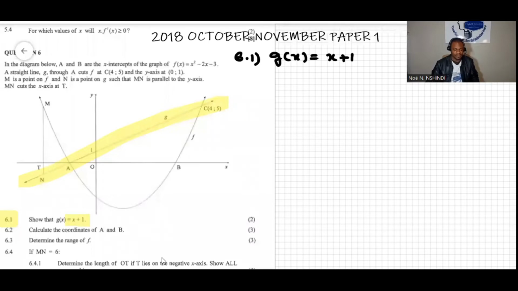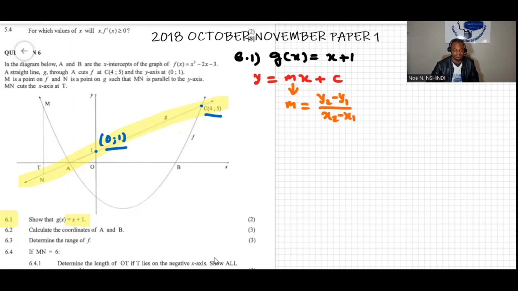Well, the graph cuts at two points here, at C and also the y-intercept here, and notice the coordinates of the y-intercept are (0, 1). So we have two points, and with two points we can write the equation of the straight line. We know the equation is of the form y equal to mx plus c, where m is the gradient of the straight line, and m is given by the change of y over the change of x.